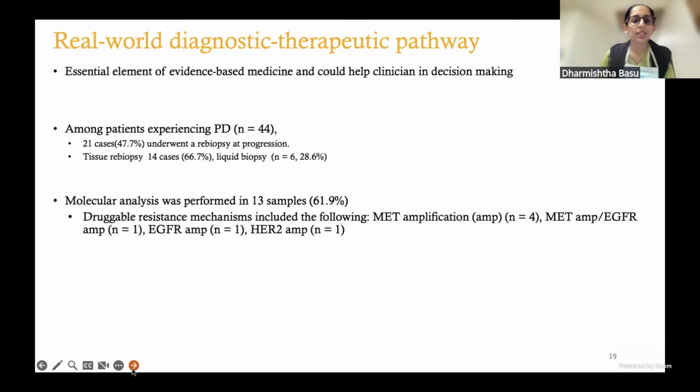So the real-world diagnostic therapeutic pathway is an essential element of evidence-based medicine, which helps the clinician in making critical decisions for the patient. Among the patients experiencing a PD, 47.7% underwent a rebiopsy at progression. In the majority of cases, 66.7%, it was a tissue rebiopsy, whereas in around 28.6%, it was actually a liquid biopsy. The molecular analysis, performed in around 61.9% of the samples, showed that there were druggable resistance mechanisms, where we had MET amplification as the most common, EGFR amplification, and HER2 amplification to follow.